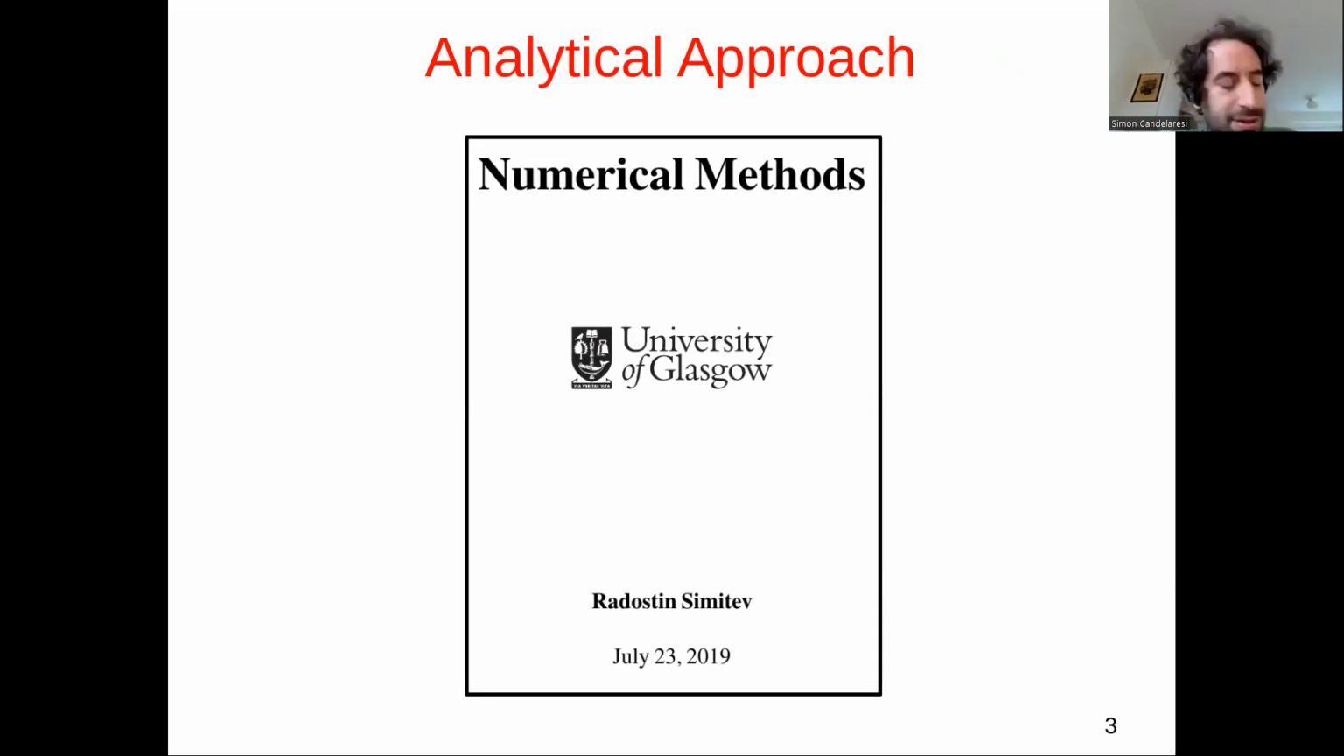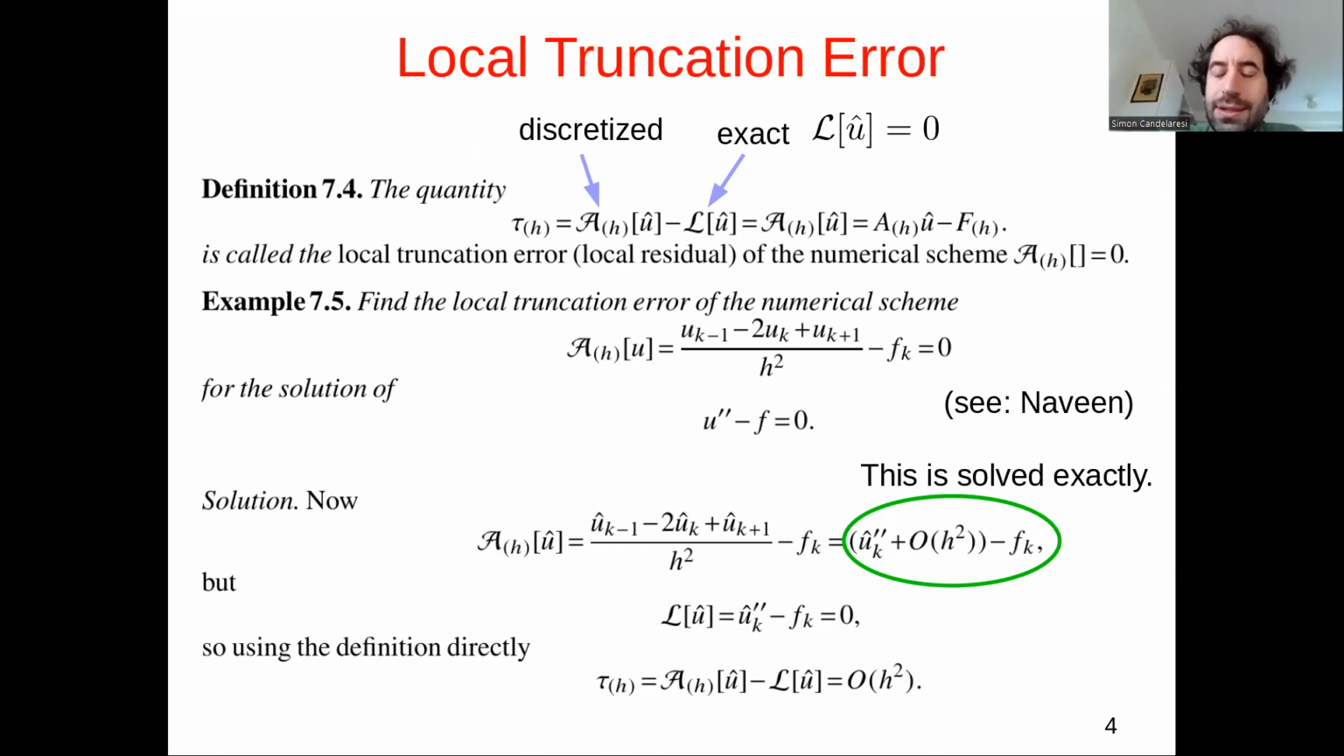In Glasgow, I've had the pleasure to teach numerical methods, actually for the third time now, and students have their exams next week on that. There was a course by Radostin Simitev, who has also done a lot of work on dynamo theory using his own code, also in Glasgow. This is a screenshot of the title of the lecture notes, where we talk about all kinds of things in numerical methods: linear algebra, linear systems, and of course ODEs and PDEs.